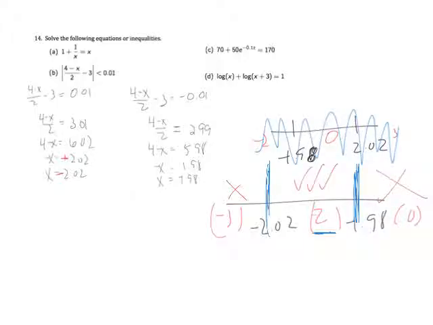Remember, we checked the negative 2, but the numbers that we're interested in for writing our inequality are the actual bookend numbers, negative 2.02 and negative 1.98. And so our answer in interval notation is negative 2.02 to negative 1.98. We use parentheses, not brackets, because it is strictly a less than.